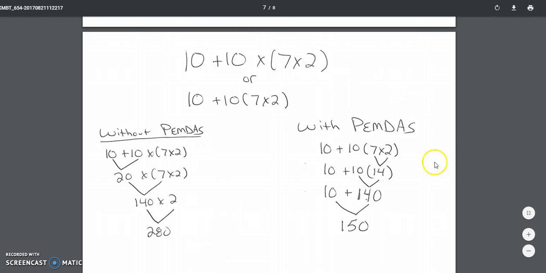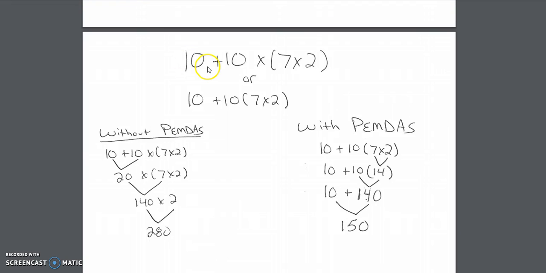Okay, starting off here, here's an example of an algebra problem you'll probably come across too in middle school. You'll see something like 10 plus 10 times parentheses 7 times 2. I also rewrote it this way because you also see some examples where there is no times sign in between the parentheses and the numbers. This also means multiply. So this would actually read 10 plus 10 times whatever's in that parentheses.